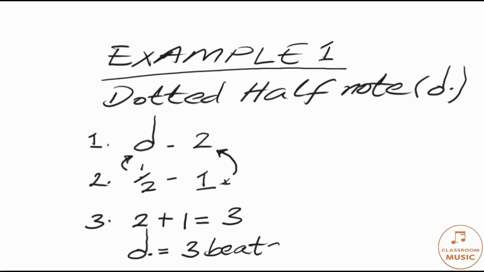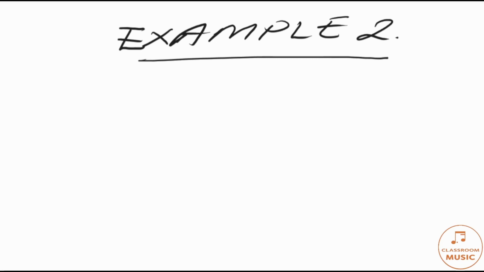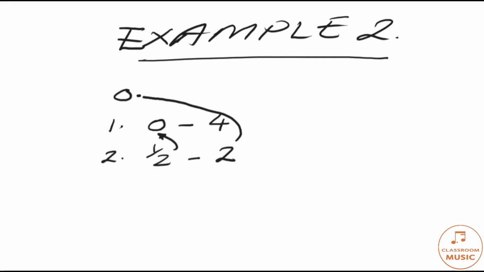This applies to all other notes. Example 2. A dotted whole note. Same steps will be followed. Step 1. How many beats does a whole note have? The answer is 4 beats. Step 2. What is half of 4 beats? The answer is 2 beats. So these 2 beats represent the value of a dot.